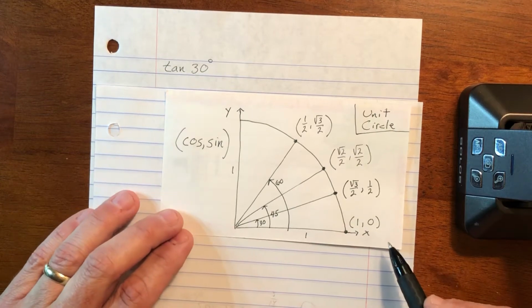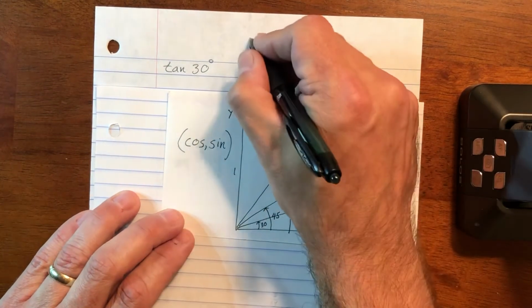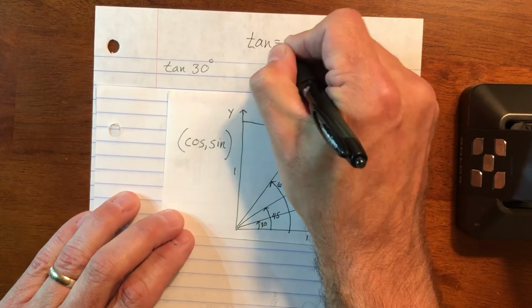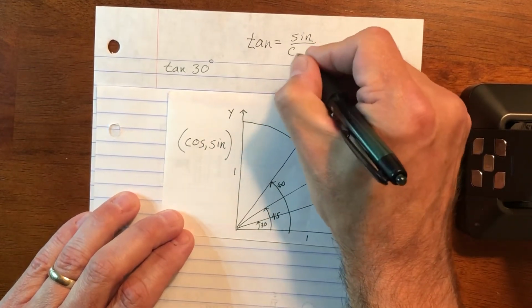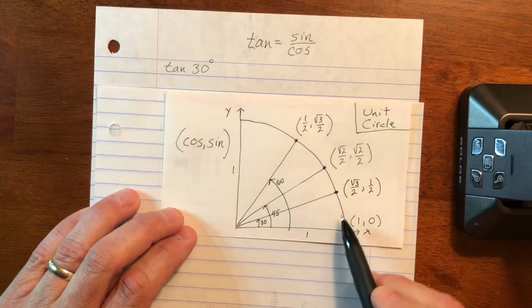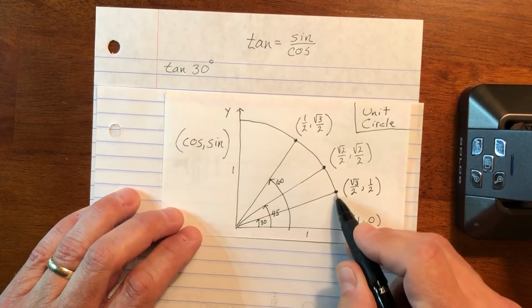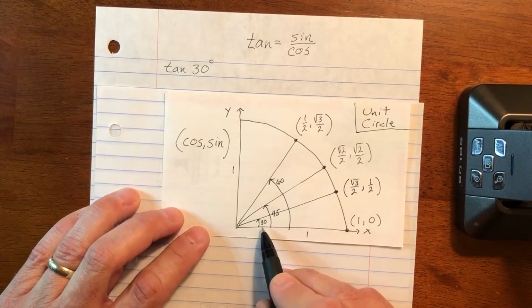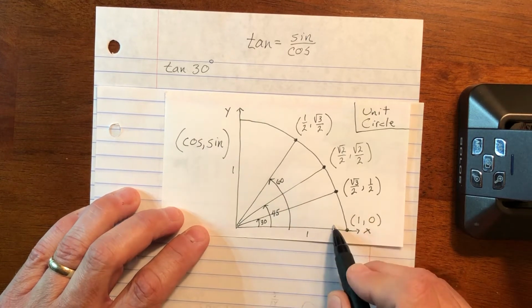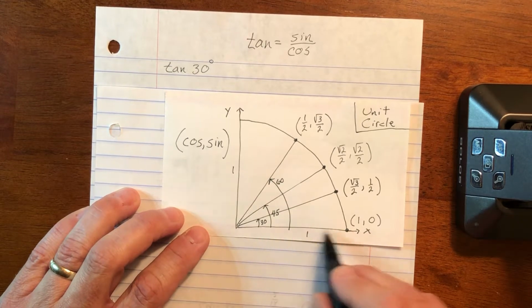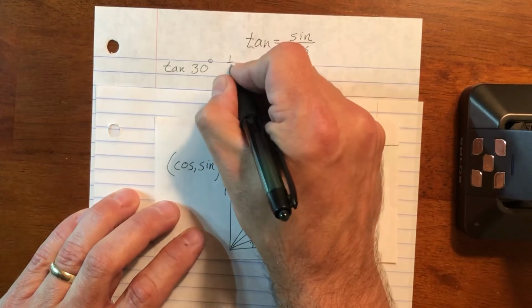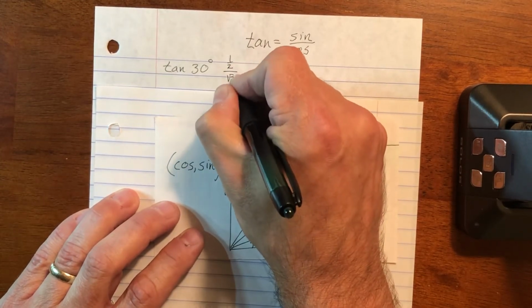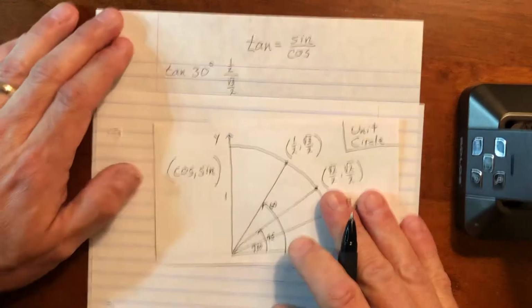Well, since it's opposite over adjacent, that means that the tangent of any angle is really another formula that you can use for that, is that it's really just the sine divided by the cosine. Because on the unit circle, what happens when you take the tangent of 30 degrees? Well, the opposite side would be 1/2. The adjacent side would be the square root of 3 over 2. So that means you're going to take 1/2 divided by the square root of 3 over 2.